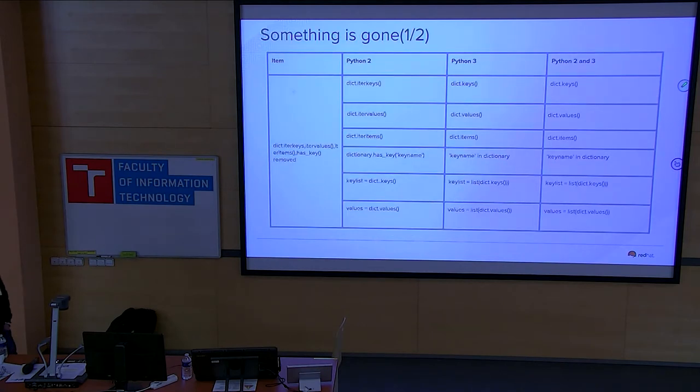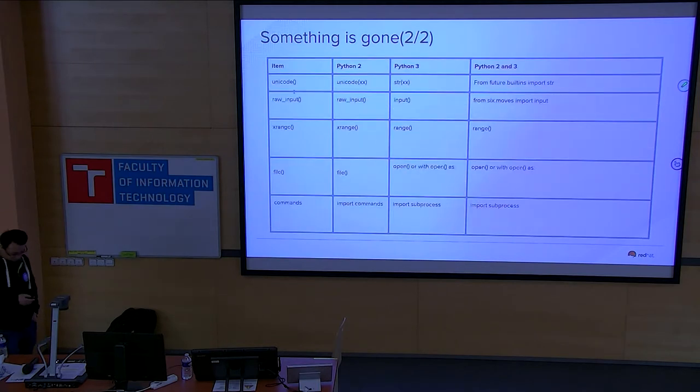Something is gone means that something is completely removed from Python 3. For example, especially in the dictionary, dictionary iterkeys, itervalues, iteritems, and has_key are not available on Python 3. Instead you need to use dictionary keys, values, items, this kind of function. There is also a return type difference. On Python 2, iterkeys will return a list, but on Python 3 those functions will return a dynamic view. In most cases it works as you expect, but a dynamic view doesn't support indexing. So if you apply an index on the dynamic view, it will return an error.